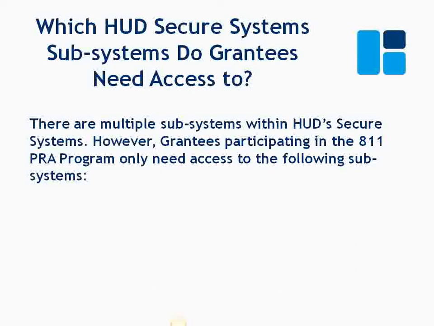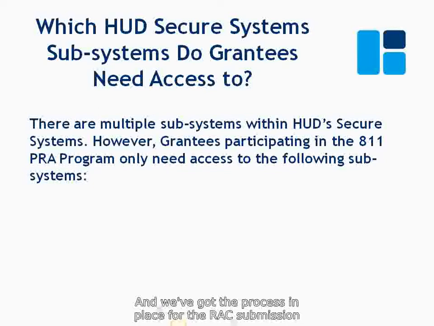So we've got the direct deposit set up, and we've got the process in place for the RAC submission to the HUD office. The majority of this particular session, we're going to be talking about how you actually gain access to the right systems that you're going to need in order to administer your contract. I do see that I have just a couple of questions. Kim, do you want to stop and I'll go ahead and answer these questions now?